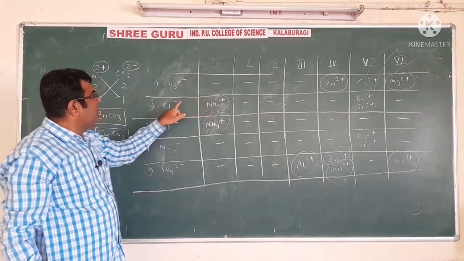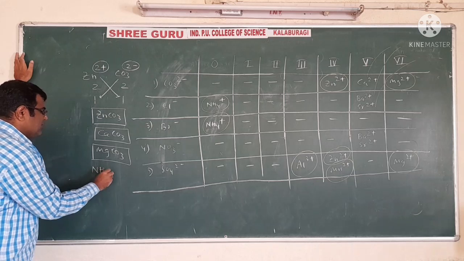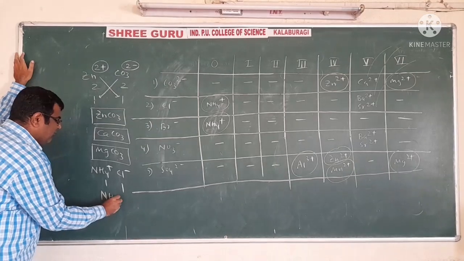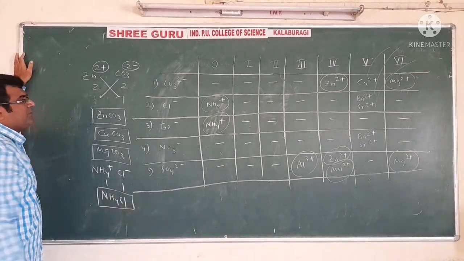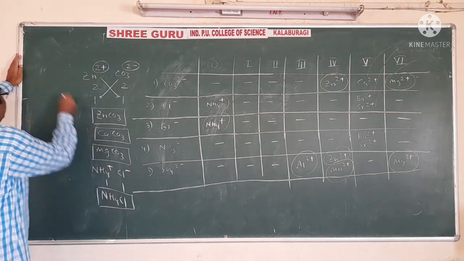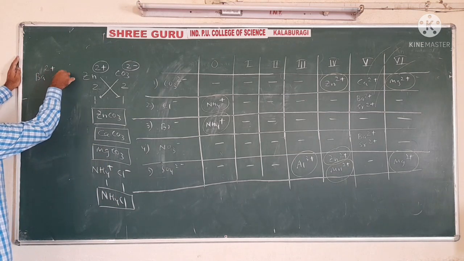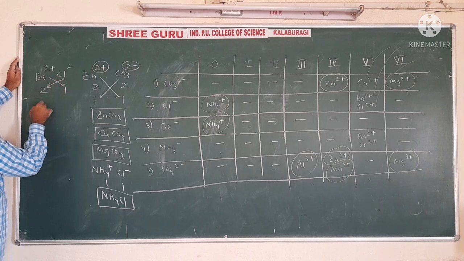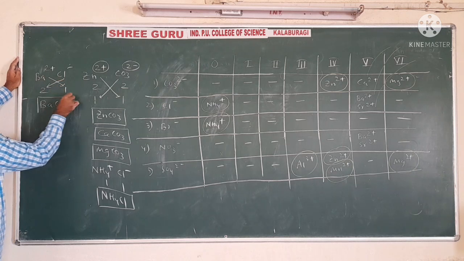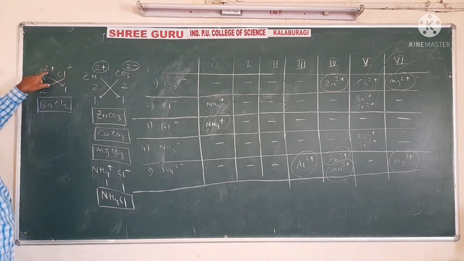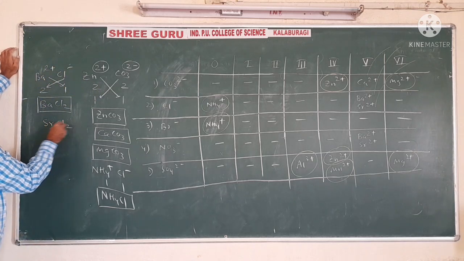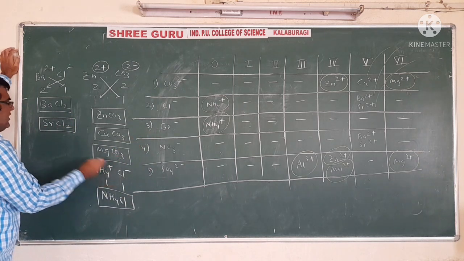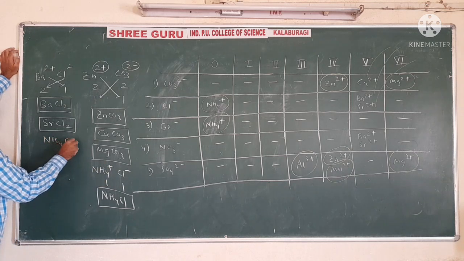This is plus 1, this is minus 1. This is NH4 plus and this is minus 1. This 1, 1, they get neutralized and the formula is ammonium chloride. What about barium and strontium? Barium is plus 2, chloride is minus 1. This is 2, 1, crisscross. So this is BaCl2. The same thing with strontium also, +2, -1. Formula is SrCl2. Ammonium is +1, bromide is -1. So it is ammonium bromide.